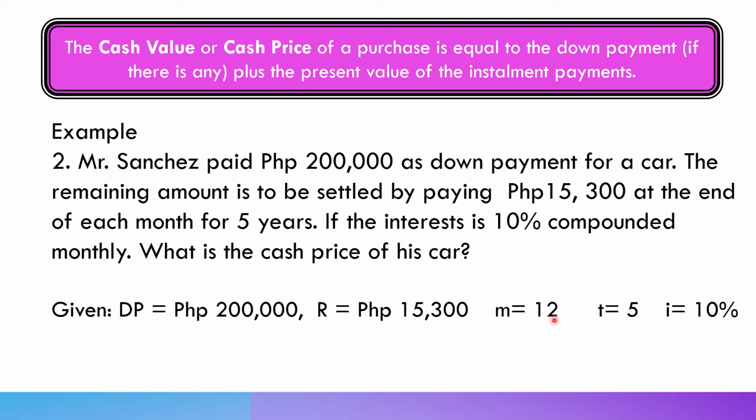Our m is 12 because of this compounded monthly. Our t is 5 years, kasi 5 years pa niyang babayaran yung remaining. And then our nominal rate is 10% because of this 10% indicated in the problem. So, we are going to look for the cash price of the car. Let us proceed with the solution.